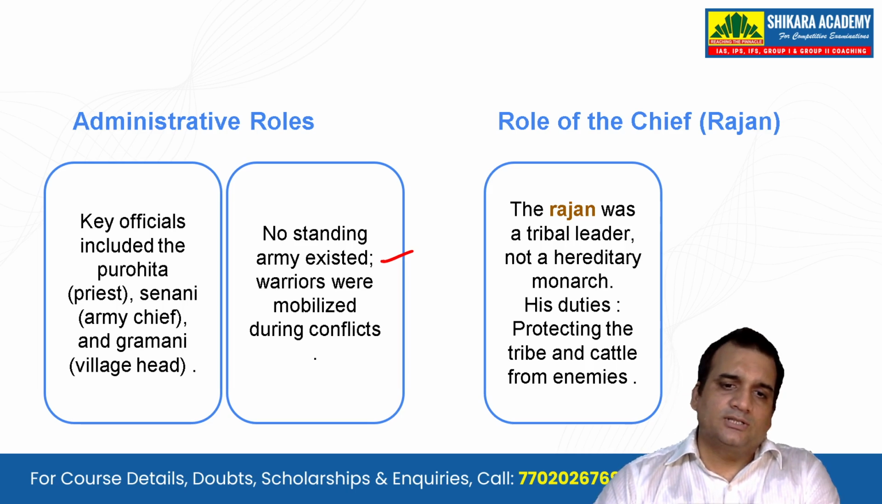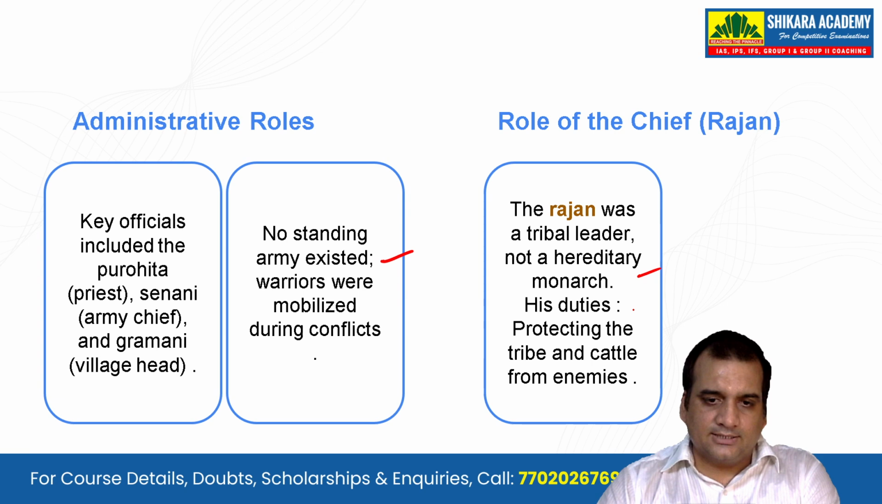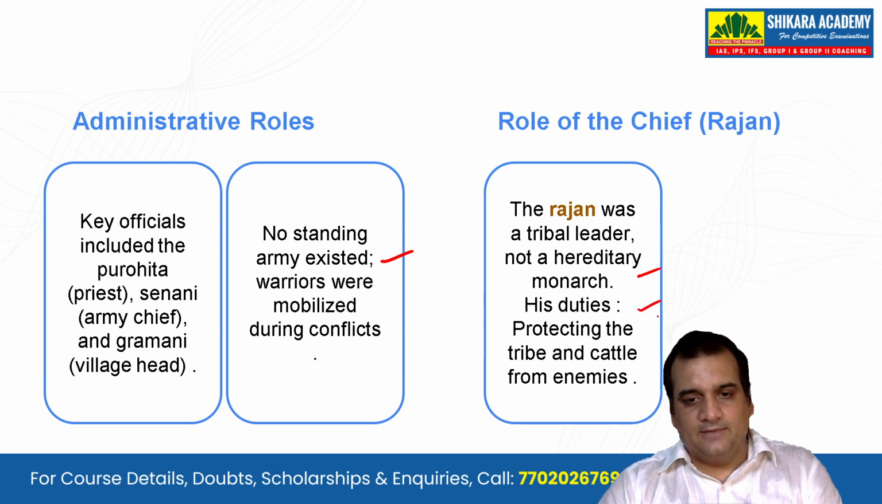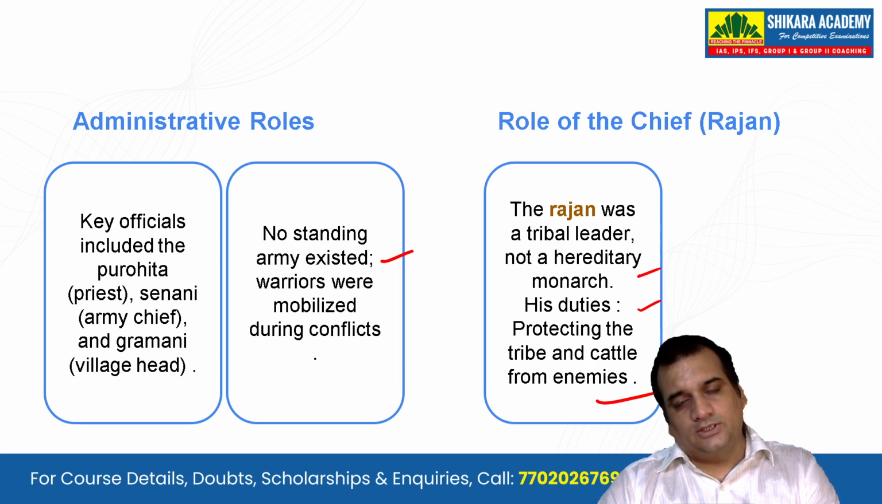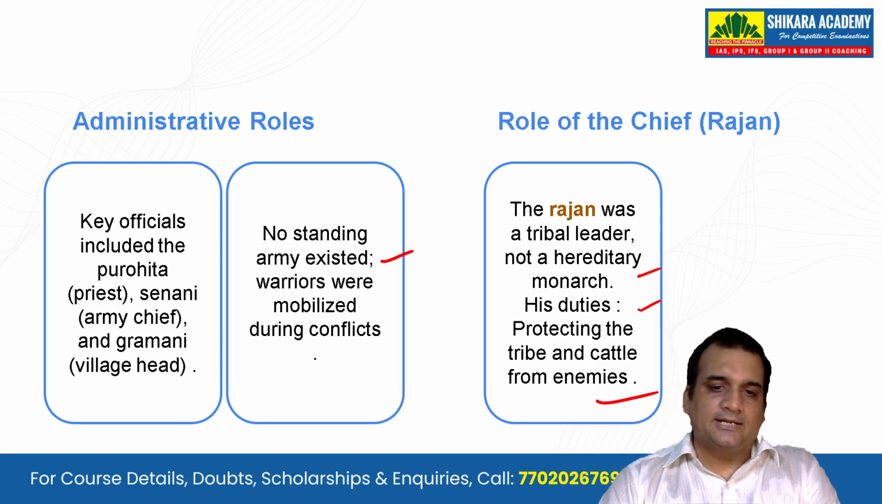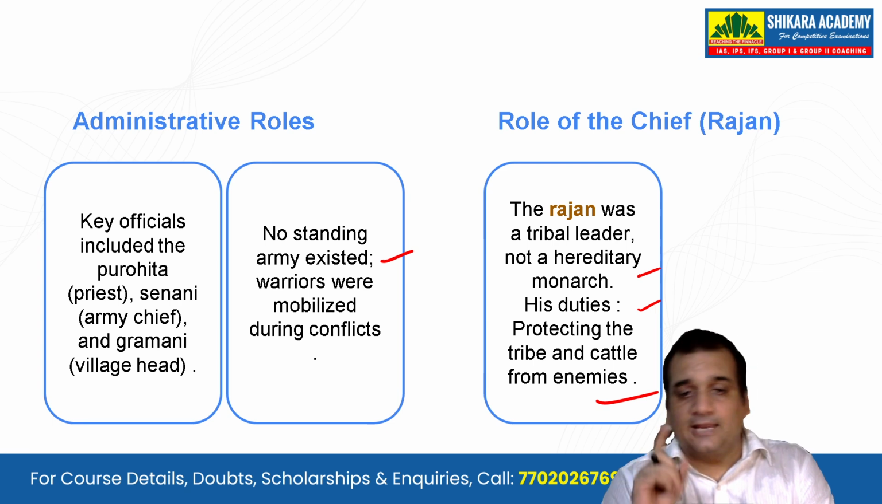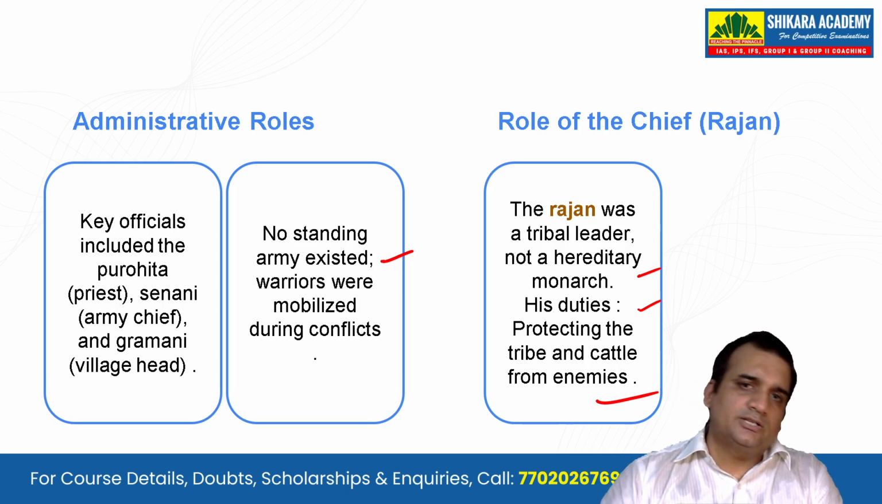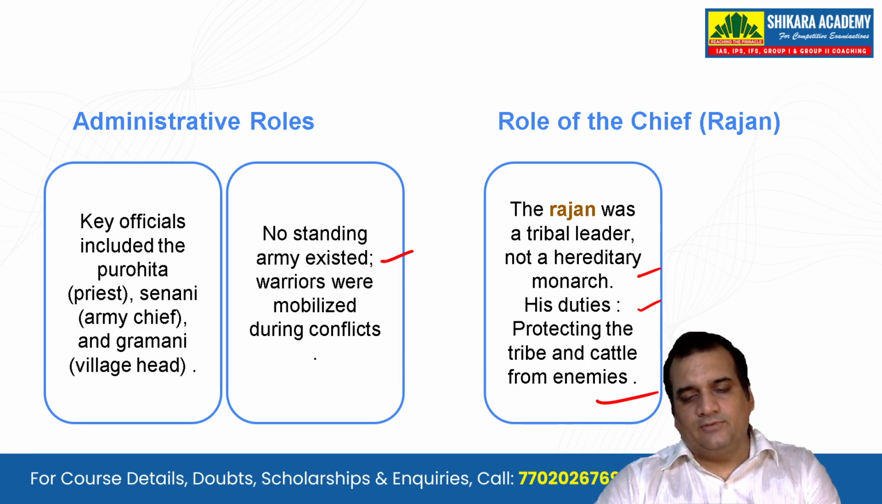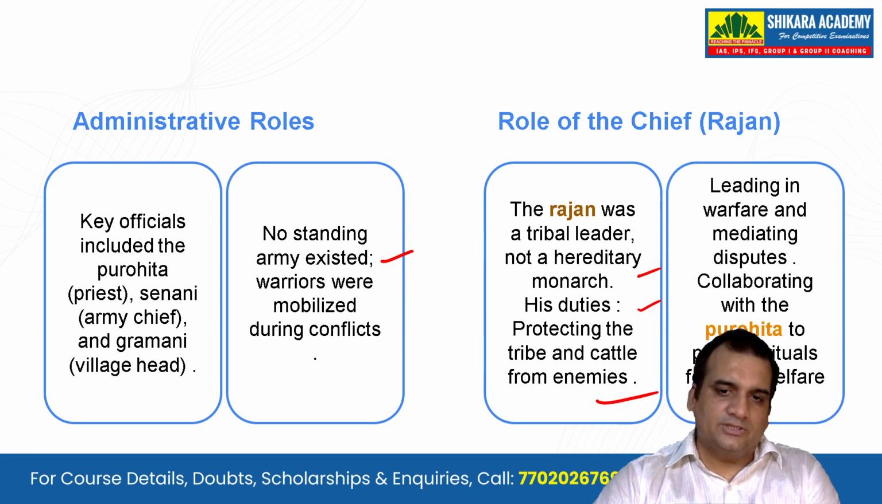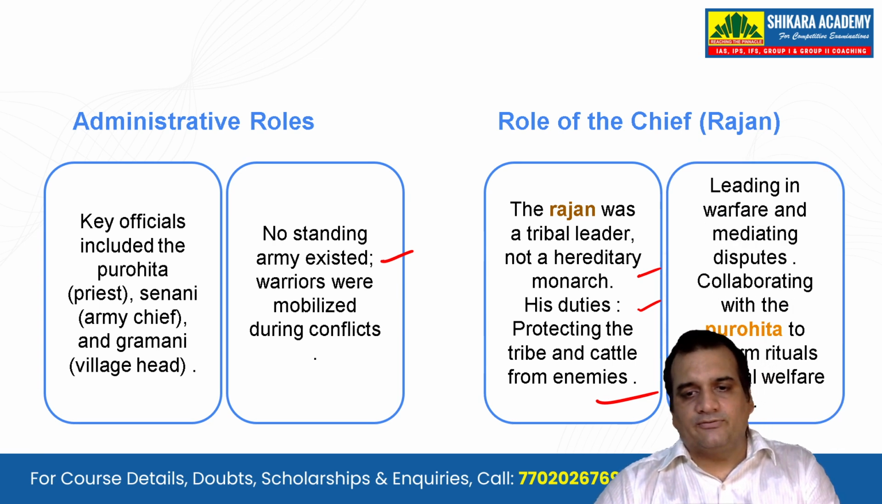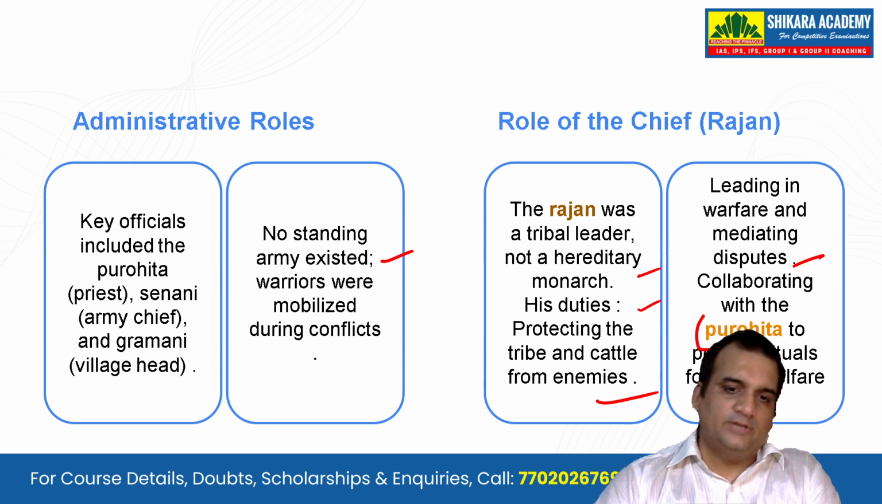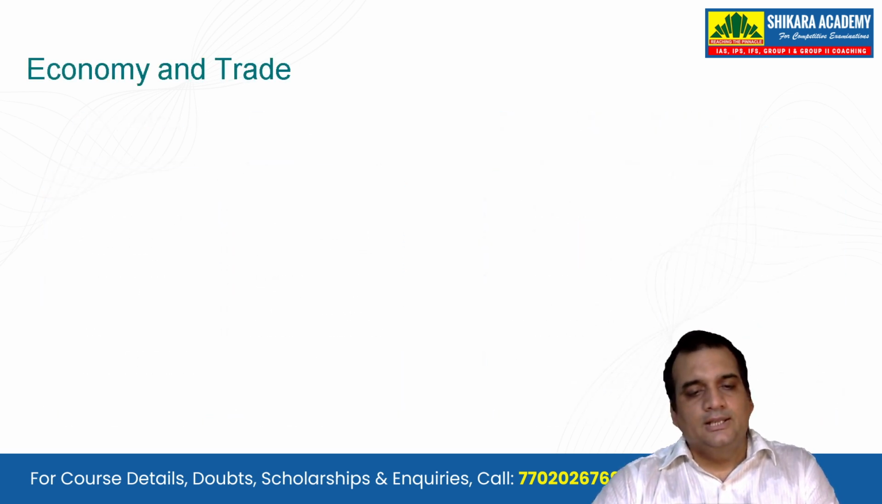The Rajan was a tribal leader, not a hereditary monarch. His duty was protecting the tribe and cattle from enemies. Okay, what were his duties? To protect the tribe and cattle from the enemies. He was not a hereditary monarch, but we have seen the continuation from the very same family for 3, 4 or 5 generations. Leading in warfare and mediating disputes, collaborating with the Purohita to perform rituals for tribal welfare. That was the work of the Rajan.